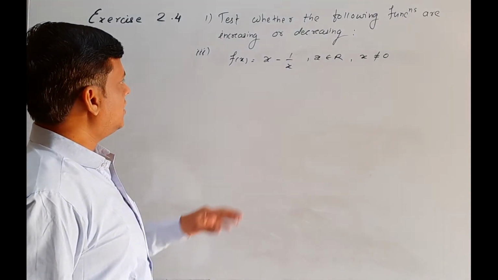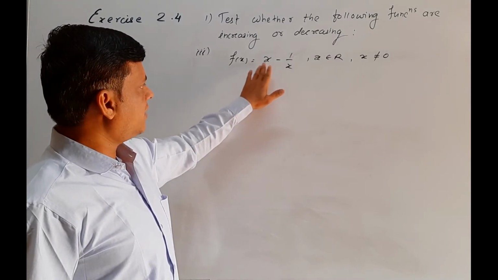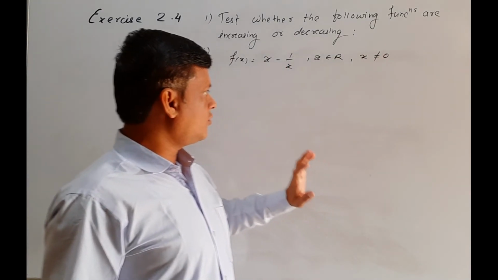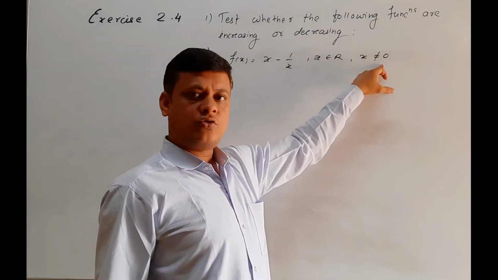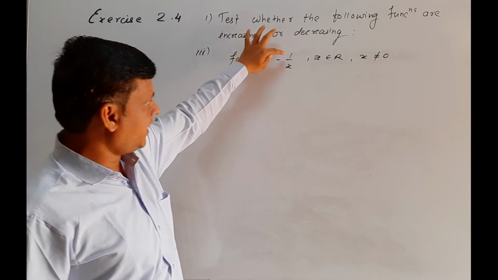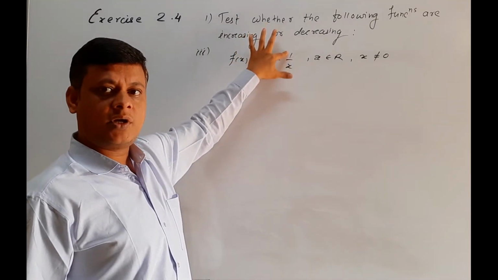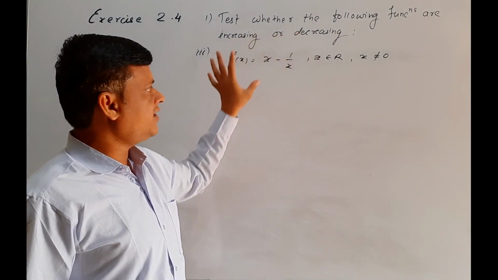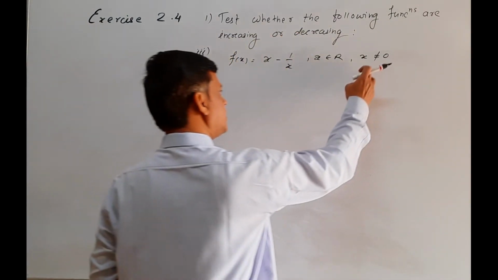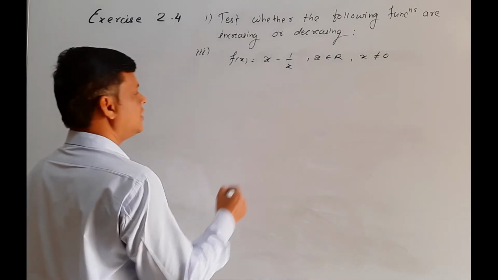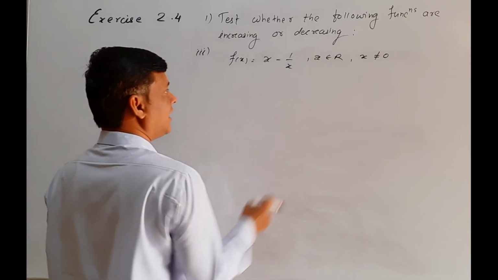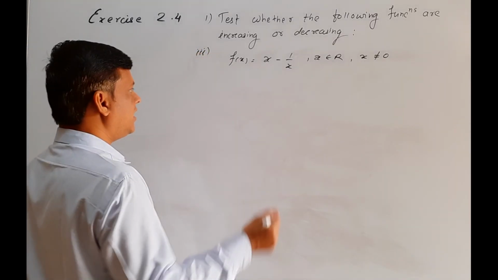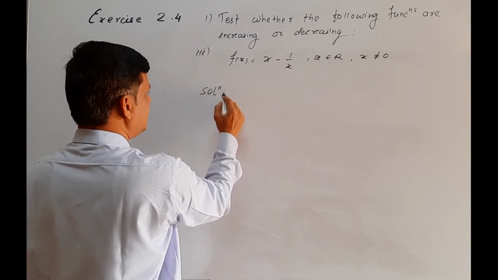Sub question third. Here function is f of x equals x minus 1 by x, x belongs to R and x not equal to 0. So this x not equal to 0, for this second term, that is 1 upon 0. We know that 1 upon 0 we get infinity, so we cannot define this function. So here condition is provided for x not equal to 0. That means for x belonging to R, we have to check this function is increasing or decreasing. So for that we differentiate the given function.